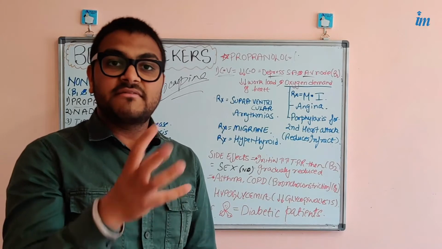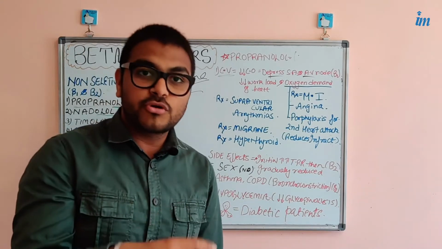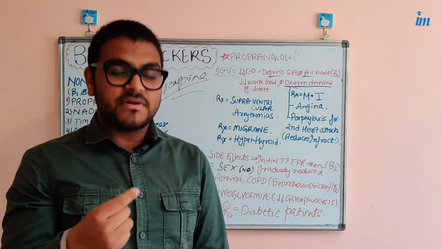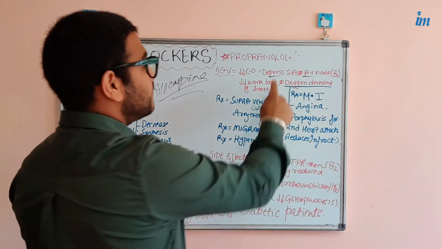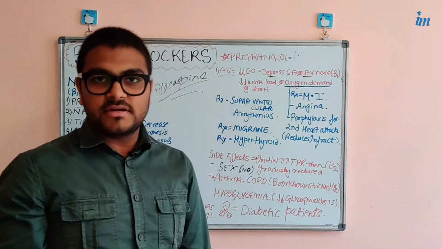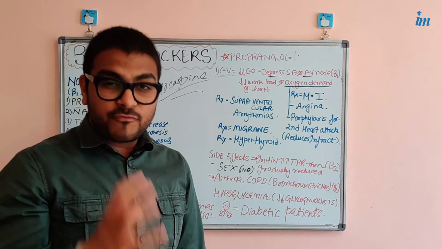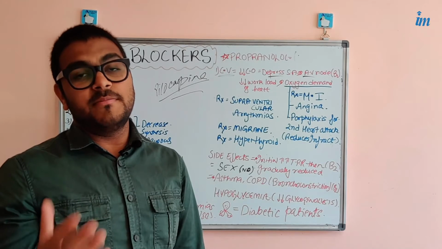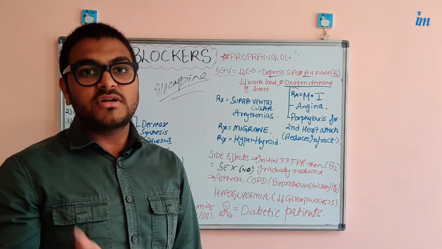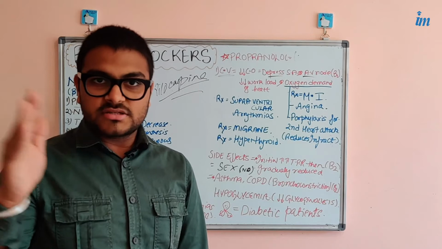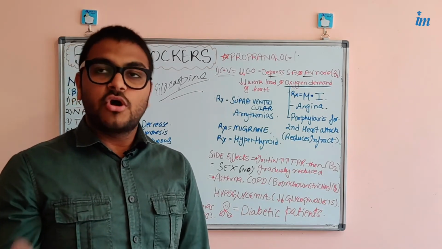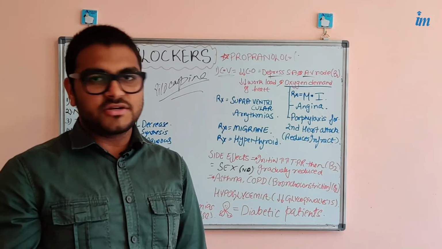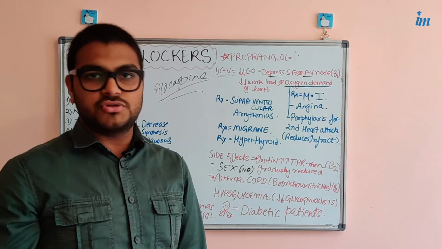This is what we call negative inotropy. Then we have negative dromotropy, that is, conduction will also decrease from the SA node to the AV node, the electrical impulse that travels. So it depresses the SA node and AV node. What will be the result? The frequency of heartbeats will decrease. For example, the heart was earlier beating at 120 beats per minute, now it is beating at 72 beats per minute. Also, the volume that the heart is ejecting into the blood vessel is decreased, so the stroke volume also decreases.